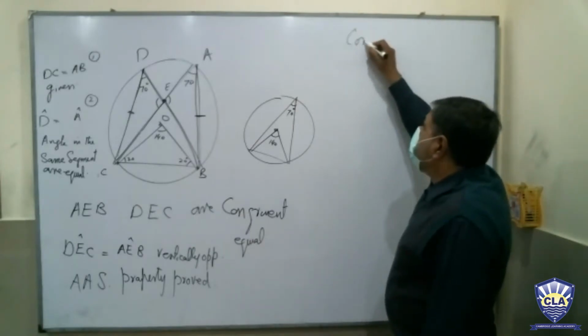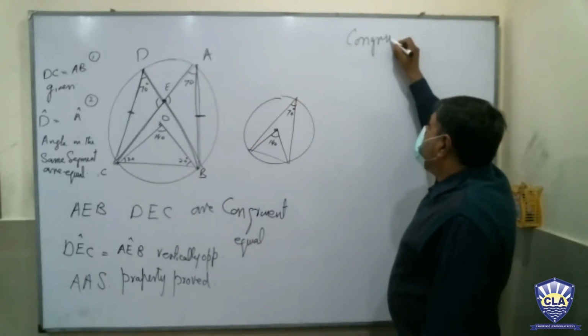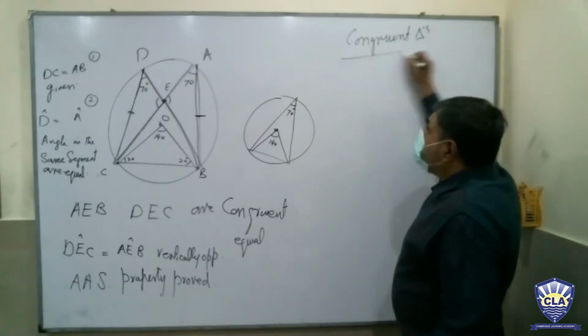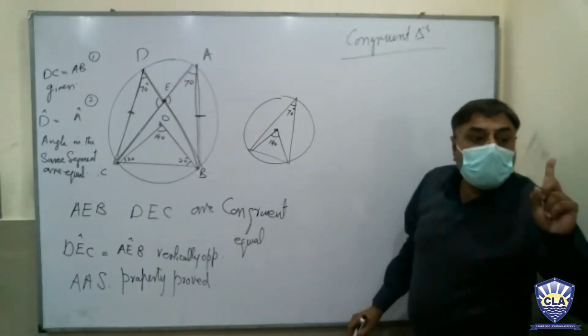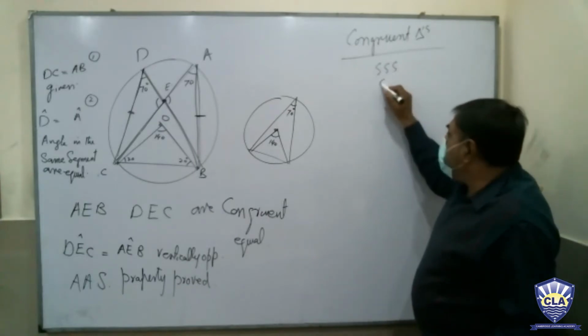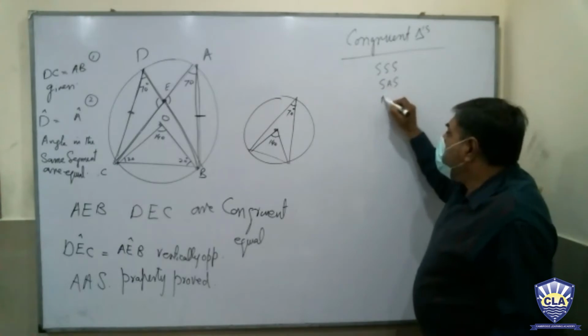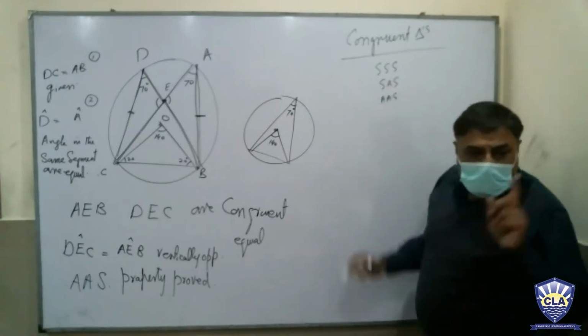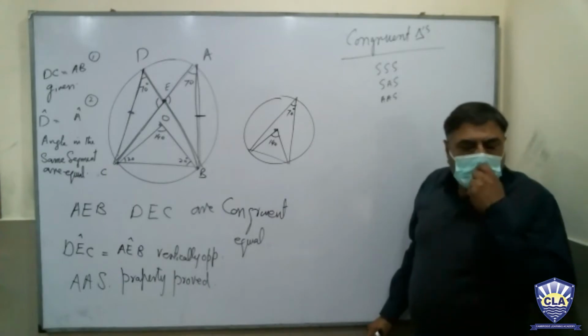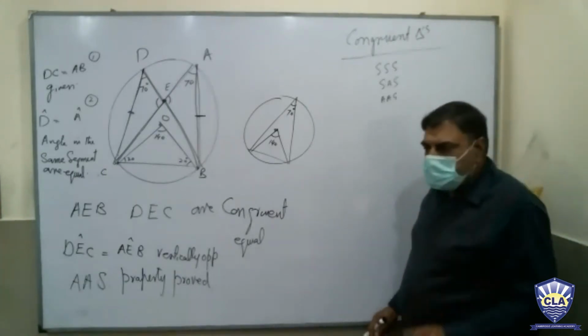Congruency. Congruent triangles. One side should be involved. SSS, side-angle-side, angle-angle-side. One side is involved in that. You have to prove that, then congruency holds.